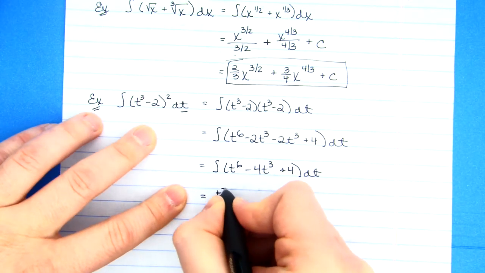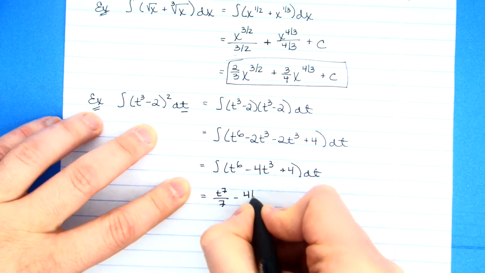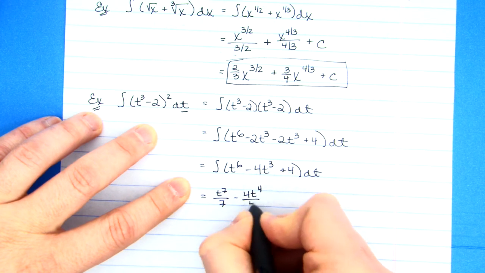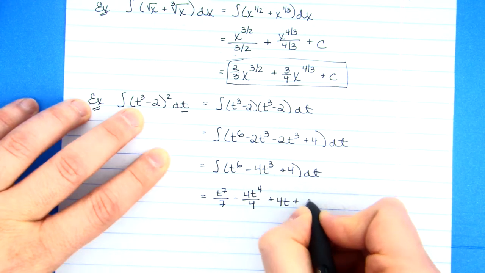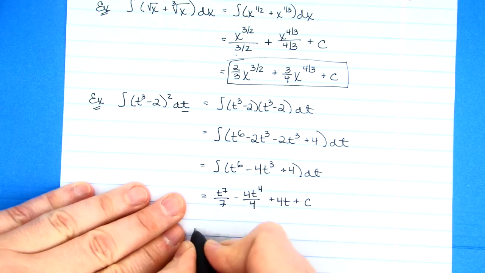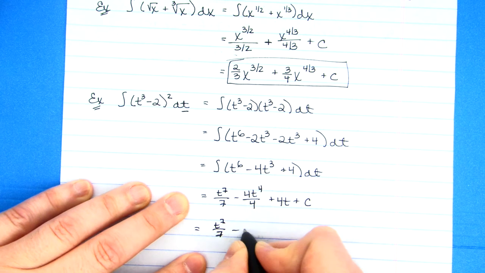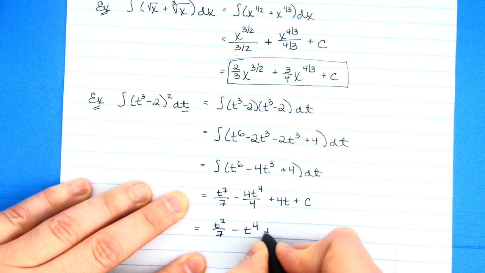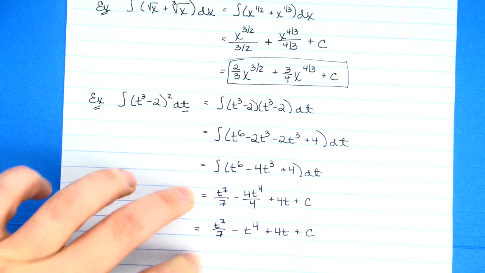Let's see, t to the 7th over 7, or 1/7 t to the 7th, minus 4 t to the 4th over 4, plus 4t, plus a constant. I'll clean this up, and I'll make it t to the 7th over 7, minus t to the 4th, plus 4t plus a constant.